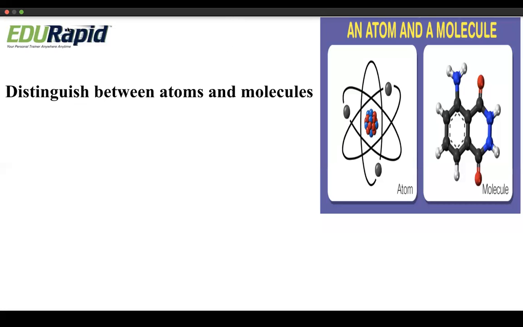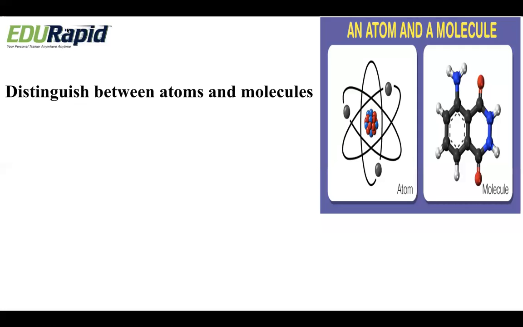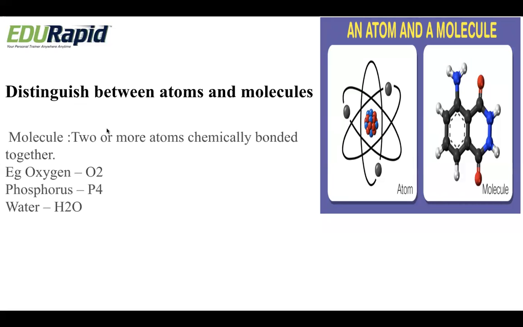We will understand the differences between an atom and a molecule, that is, distinguish between atoms and molecules. Firstly, we will understand what we mean by a molecule. Two or more atoms chemically bonded together. Very simple, two or more atoms chemically bonded together.